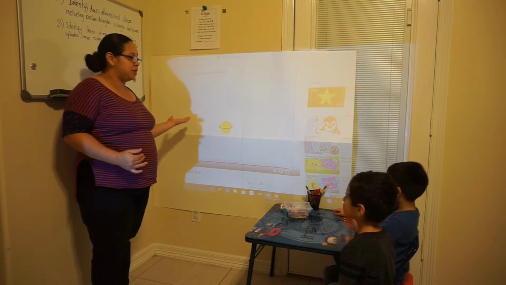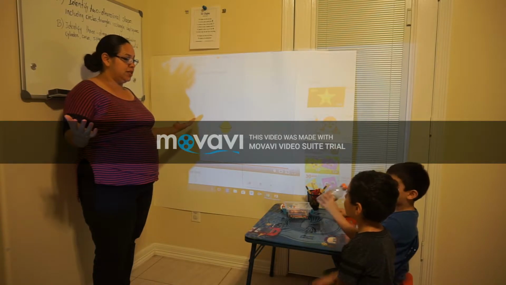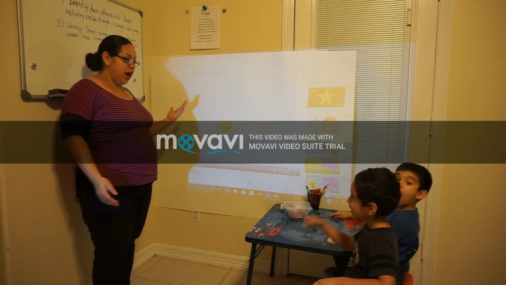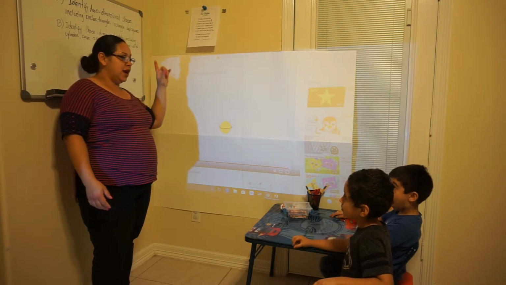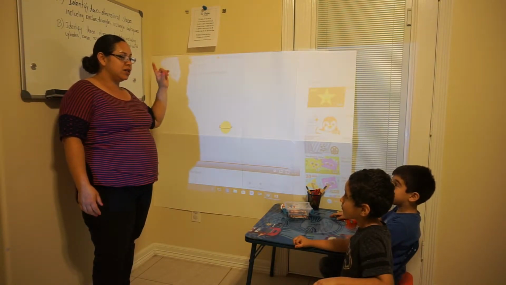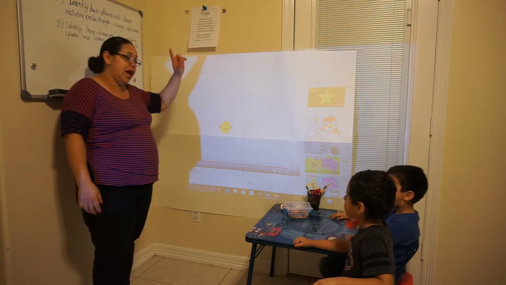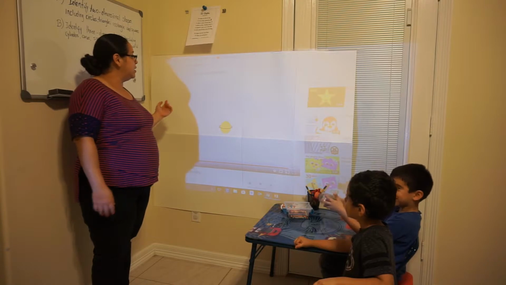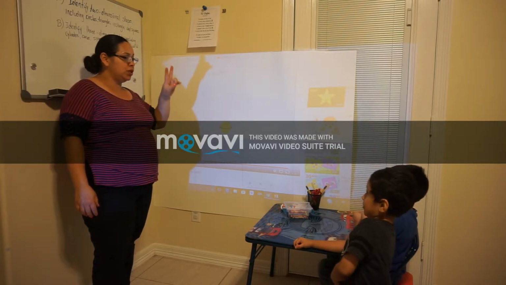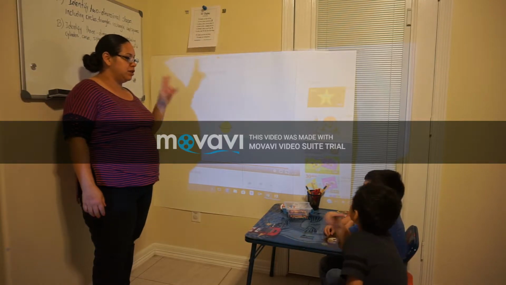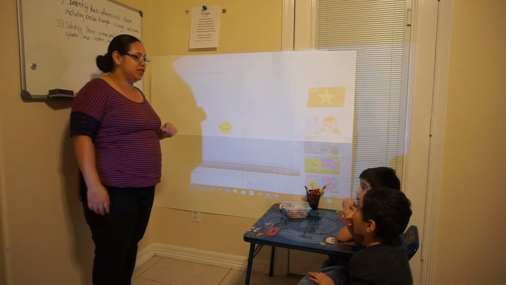Of those shapes, how many sides does a square have? 4. And a triangle? 3. And a circle? No, 0. It has no sides because it's a circle, okay? And what is the name of these shapes? Two-dimensional shapes. Now we're going to see three-dimensional shapes, okay?